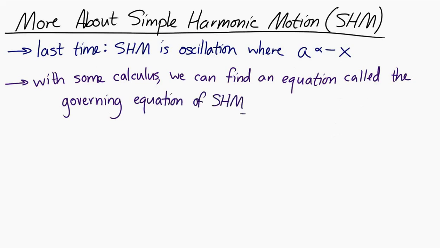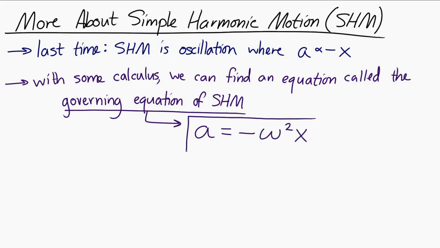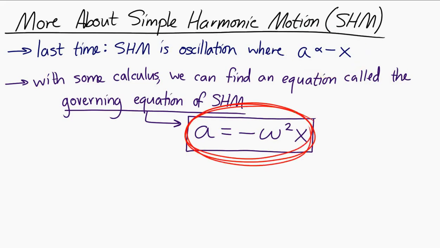And the governing equation is this. The acceleration of the object is equal to the negative of the angular velocity squared times the displacement of the object from equilibrium. So you can see the information that was in that proportion is in this equation. It's just now we know the additional constant that turns it into an equation.